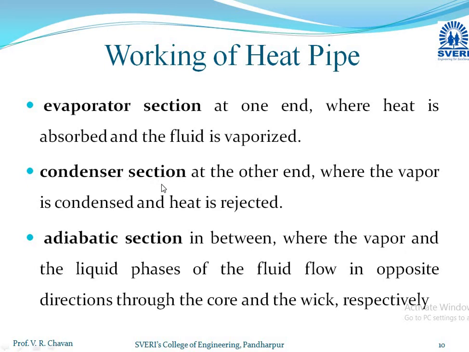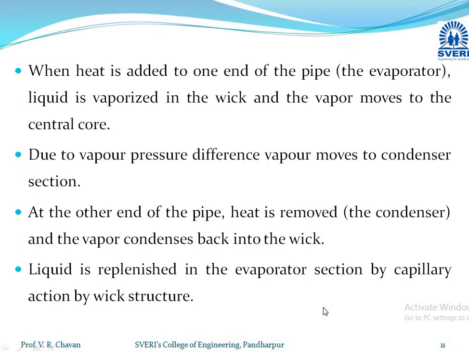Then in the condenser section, at the other end, the vapor is condensed and heat is rejected to the heat sink. Then the adiabatic section, the section present in between the evaporative section and the condenser section, is where the vapor and the liquid phases of the fluid flow in opposite directions through the core and the wick respectively.